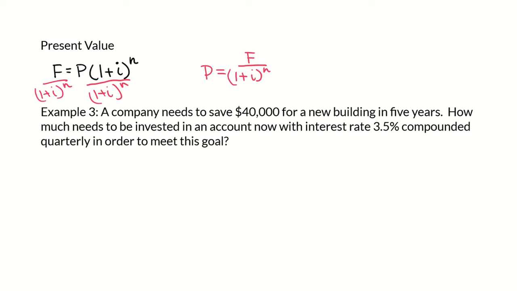So for example, a company needs to save $40,000 for a new building in 5 years. How much needs to be invested in an account now with interest rate 3.5% compounded quarterly in order to meet this goal? So in this situation, we have a future amount that we need of $40,000, and we want to find the principal amount needed.